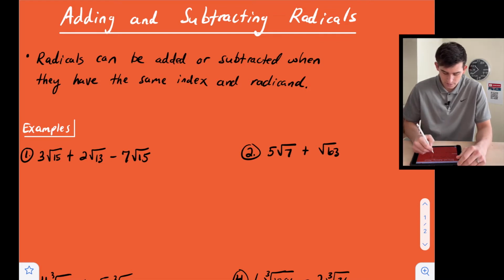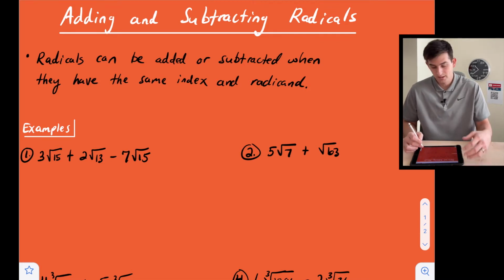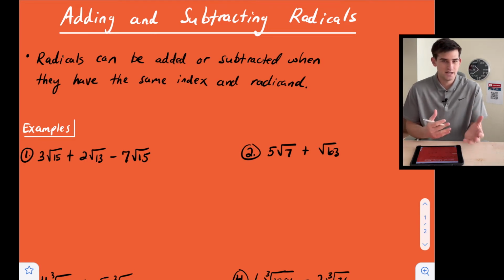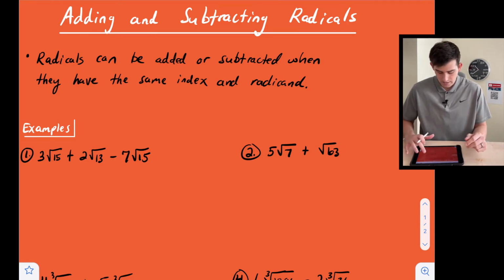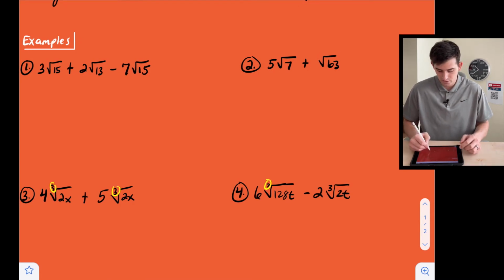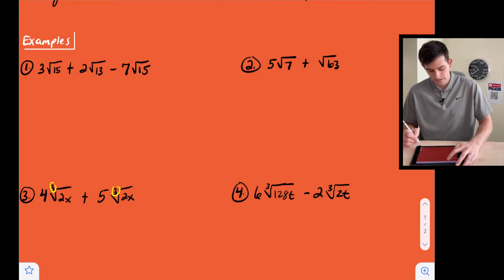Index is our small little number at the top left of the radical. Notice on 1 and 2, we don't see a number there because it's the square root. If the index is 2, it's generally understood that it's there and we don't have to write it. Now for 3 and 4, our index is 3, so these are called the cube root. The index has to be the same.